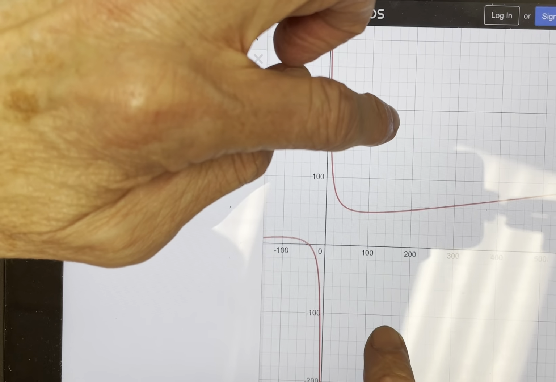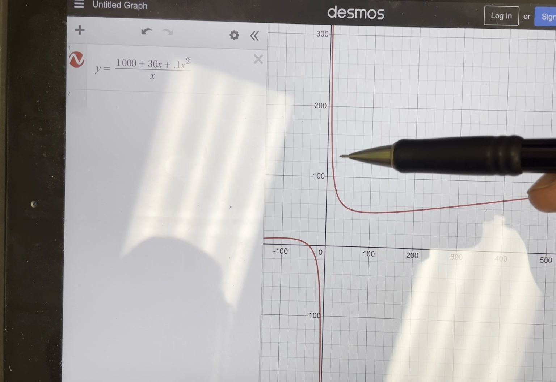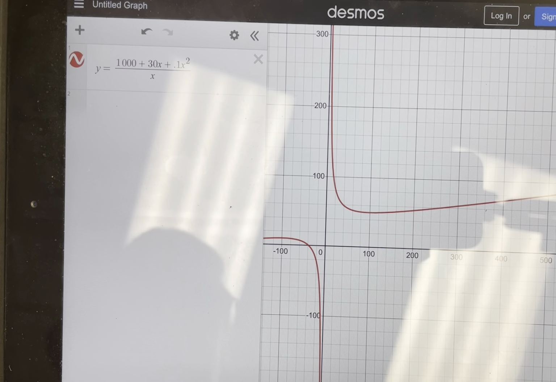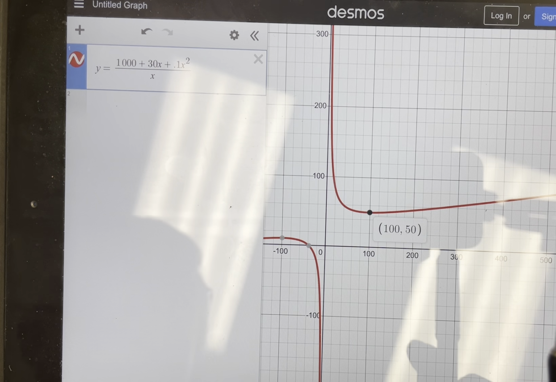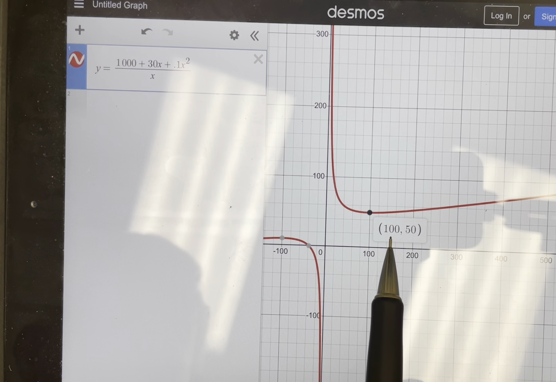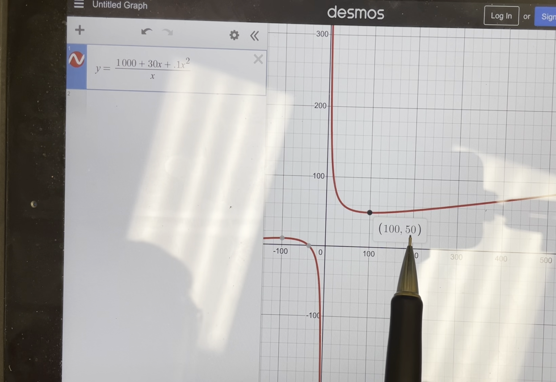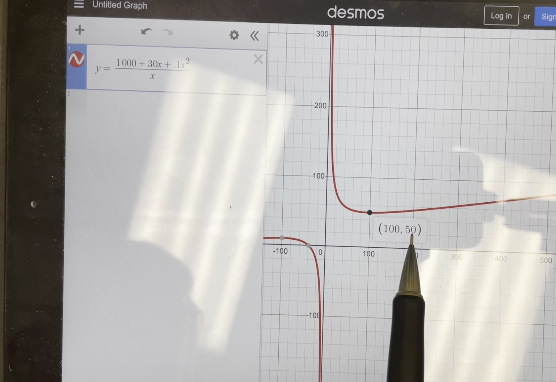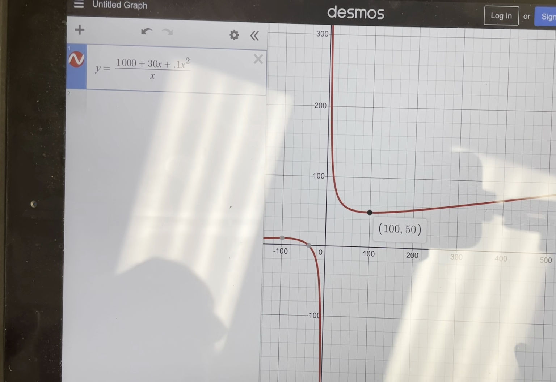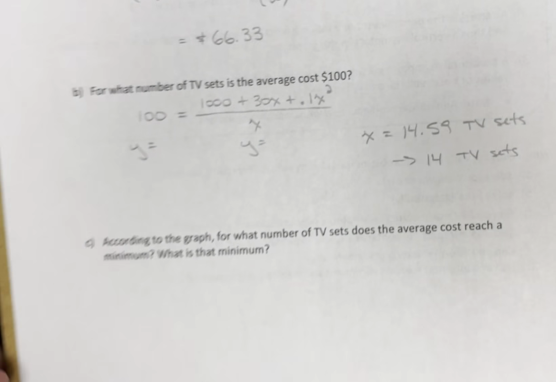You can see here that the graph has come down, hits a minimum, and is going back up. And if you just touch the graph someplace, it'll give you an indication of where important points, what are called critical points, are. Well, that's the minimum. And it looks like for 100 TV sets, the average cost is $50. So it reaches a minimum there of $50 per TV set. So we just used a graph for that one. Okay, let's make a note here.